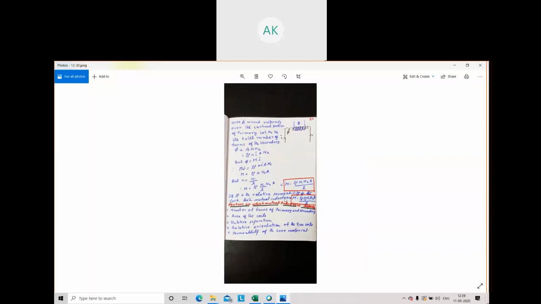So phi is proportional to what? Flux linked with the coil is directly proportional to what? Flux linked with the coil is directly proportional to current. Flux is equal to Li in the case of self-inductance, and flux is equal to Mi in the case of mutual inductance.